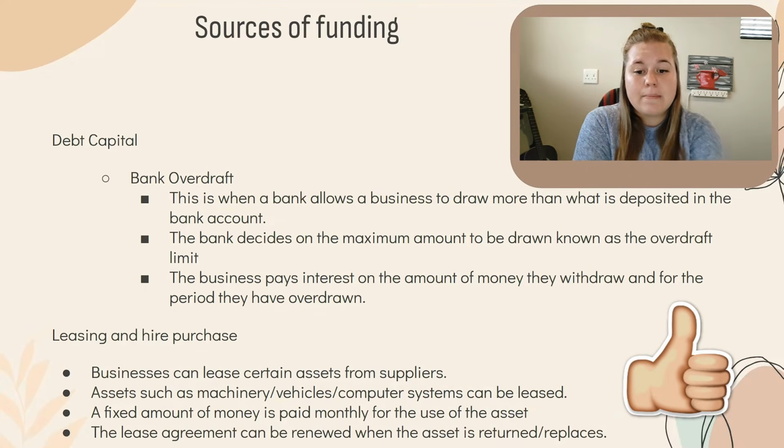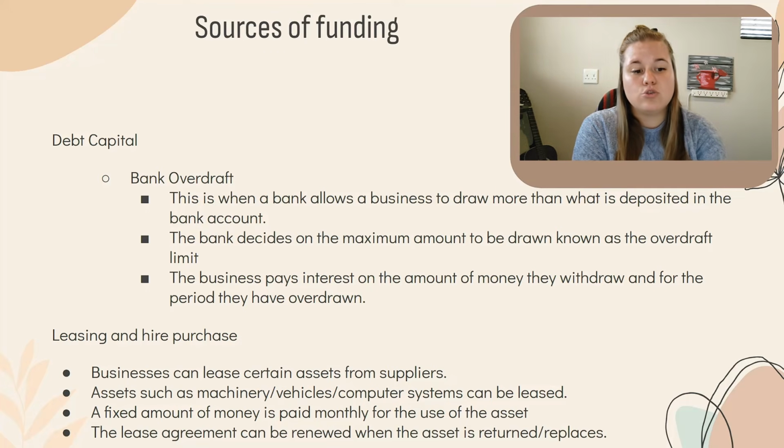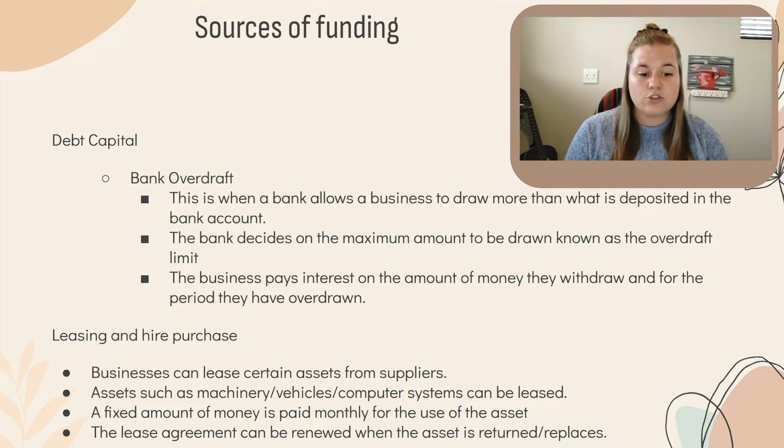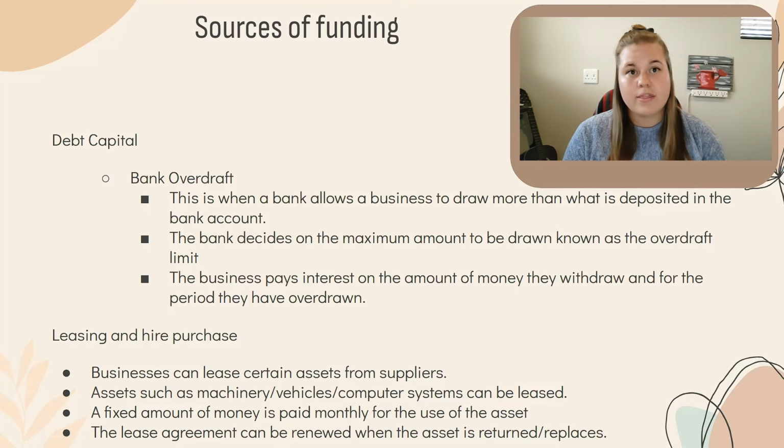Then, continuing, a bank overdraft. This is when a bank allows you to draw more money than what is deposited into your bank account. The bank decides on the maximum amount to be drawn, known as an overdraft limit. The business pays interest on the amount they withdraw and for the period they have withdrawn this amount.